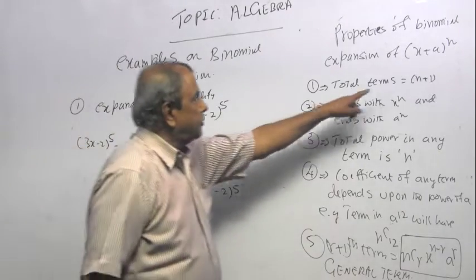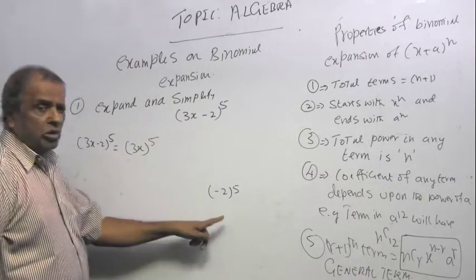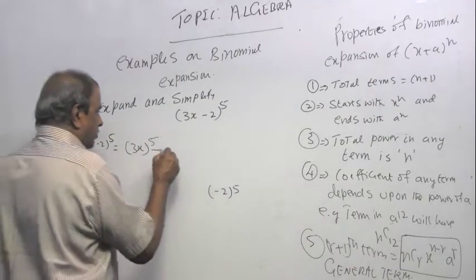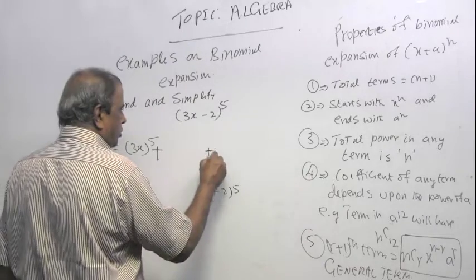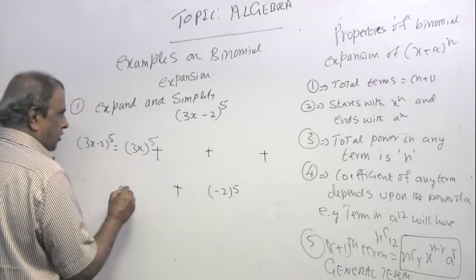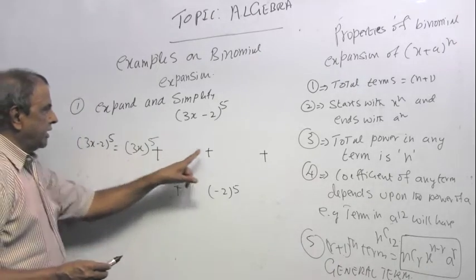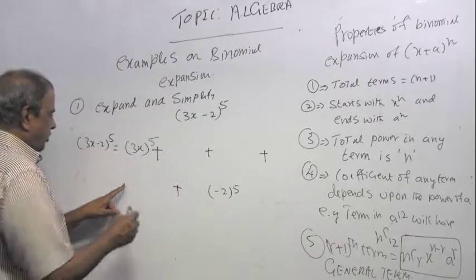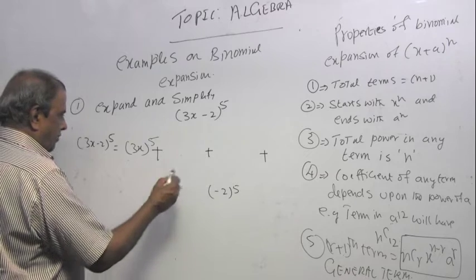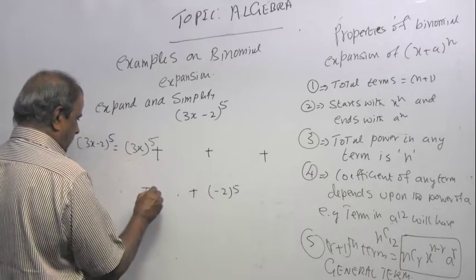So I got the first and last terms. The total number of terms is n plus 1. n is 5, so I need 6 terms. I got 2, so I need 4 more terms. So 1, 2, 3, and a 4th term. So I've got to now do 4 terms, right? Second term, third term, 4th term, 5th term, and 6th term. So I need one more here.